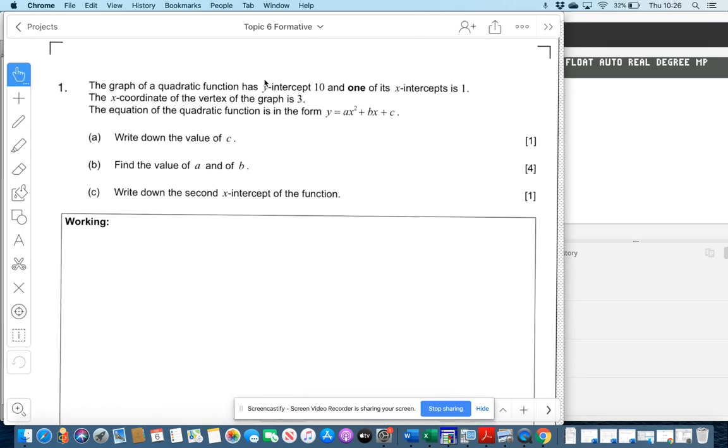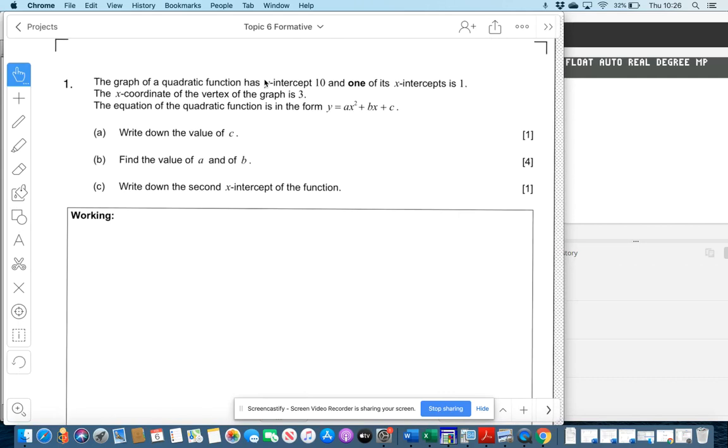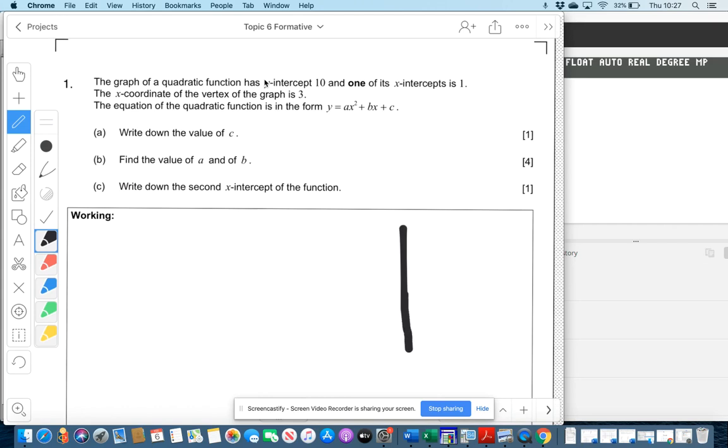Okay, so we look at the given information here. We should be able to make a nice sketch of the quadratic function. So x and y axes, and again, the y-intercept is at 10, and one of the x-intercepts is 1. So it must go something like this, okay?